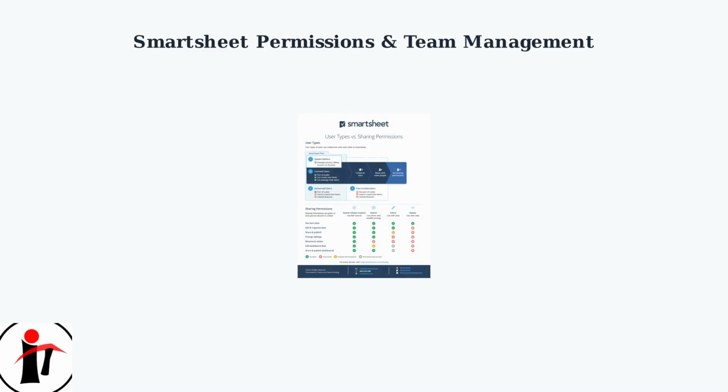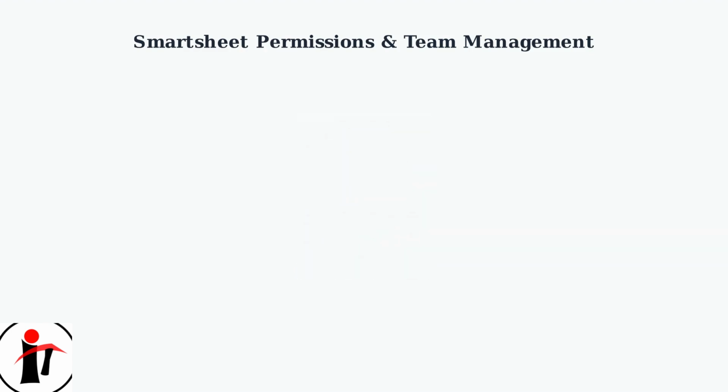This comprehensive chart shows exactly what each permission level can do. Owners have complete control, including deletion rights, while admins can manage users and structure but cannot delete sheets.